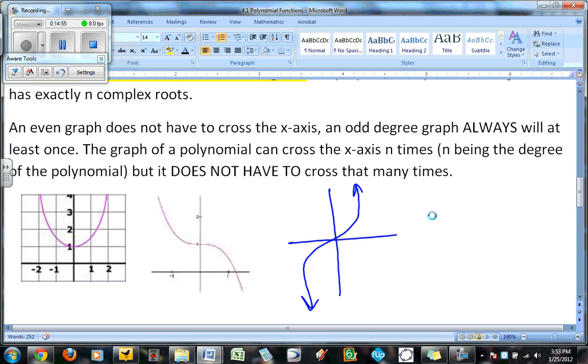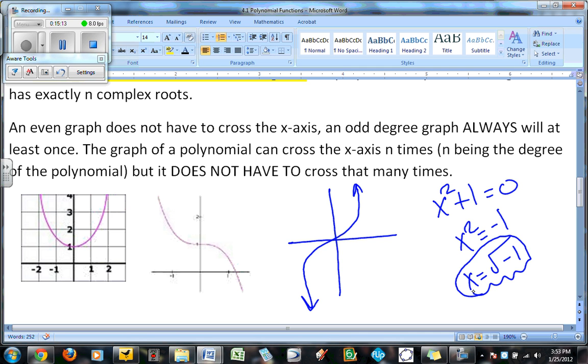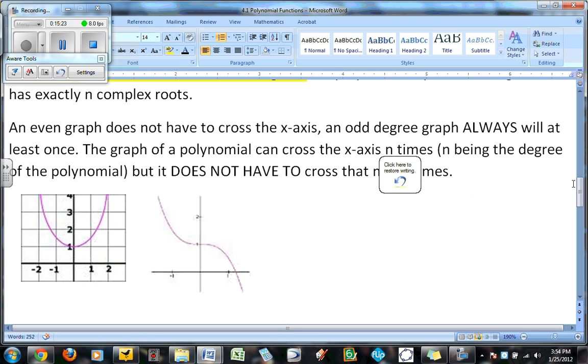If you think about it, if we had the graph x squared plus 1, and we wanted to solve for the roots when it equals 0, I subtract 1 and get x squared equals negative 1, and then take the square root of that. So I have imaginary roots here. That's an example of something that's not going to have a real root, only imaginary. That's why it doesn't cross the x-axis anywhere. So an even graph does not have to cross, and an odd one does have to. It'll cross at least once, maybe more.